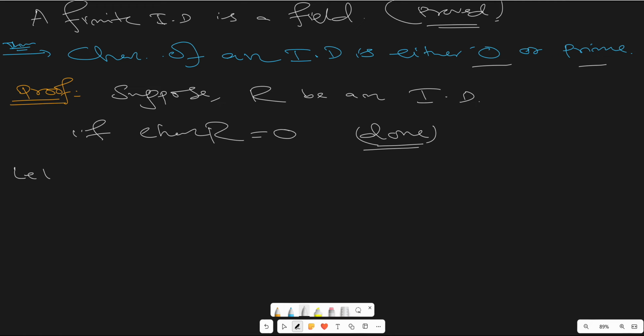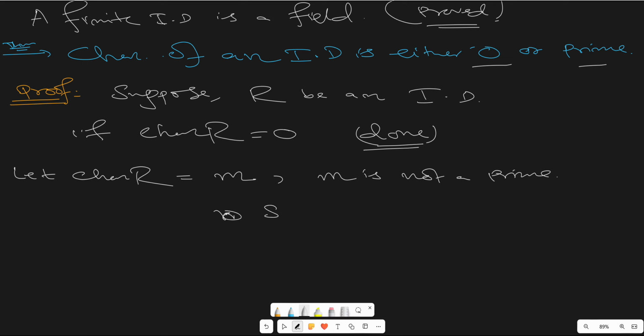Suppose the characteristic of R, that means of this integral domain, is m, and m is not a prime. So if m is not a prime, m can be written as a product m1 into m2. Suppose, towards a contradiction, I am going to prove.